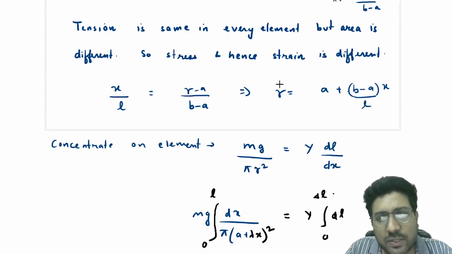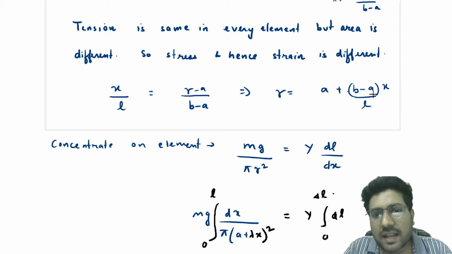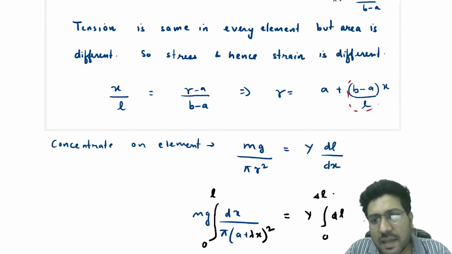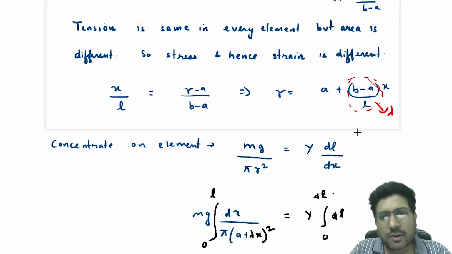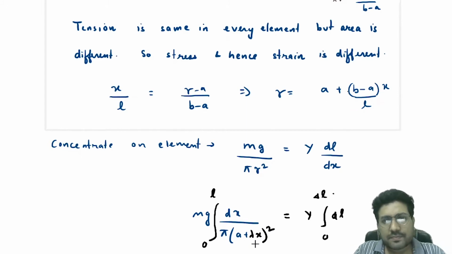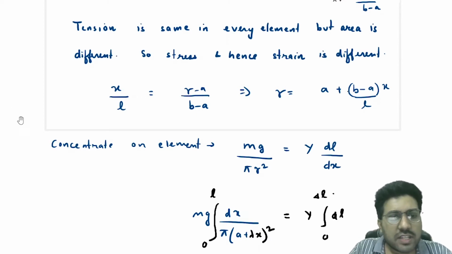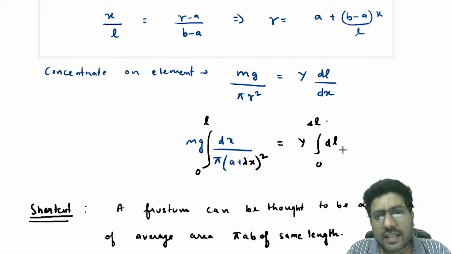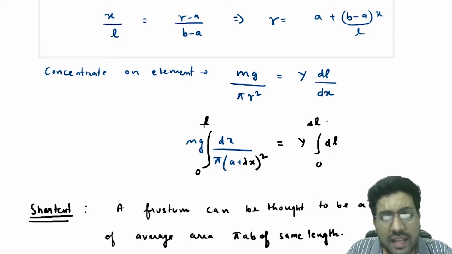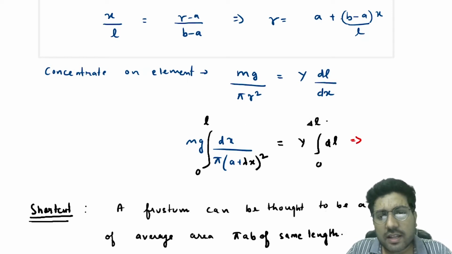So that is why we will replace this r with a plus (b minus a) by L into x. Let us say that this (b minus a) by L is lambda. So if this (b minus a) by L is lambda, then you will write r is equal to a plus lambda x. So we will replace r square with (a plus lambda x) whole square. Then you will get mg by pi (a plus lambda x) whole square dx is equal to Y dL. Again you will integrate from x equal to 0 to L, and you will get the elongation delta L.